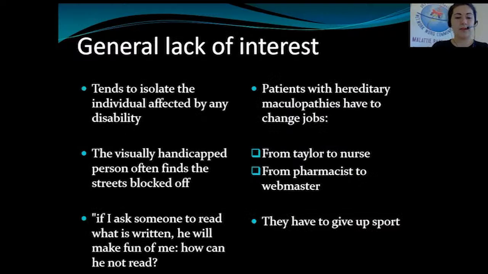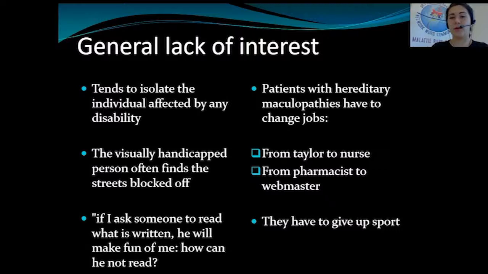The low vision person presents different degrees of depression because there is a general lack of interest from society about his or her issues, problems, and disease. Society tends to isolate the individual affected by any disability because normally the visually handicapped person often finds the streets blocked off, and streets in this case is both in the literal and metaphoric sense. The patient could think, if I ask someone to read what is written, that person will make fun of me and will ask himself how this cannot be read. So he will be ashamed of interacting with others.